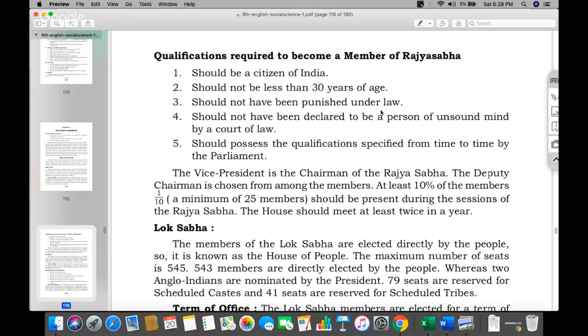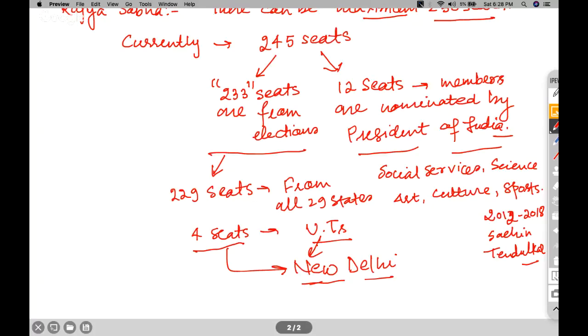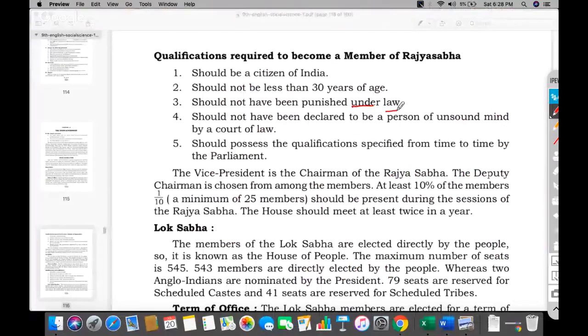He should not have been punished under law. This needs an explanation. Once again, anyone who has been punished under law for more than 2 years of imprisonment.